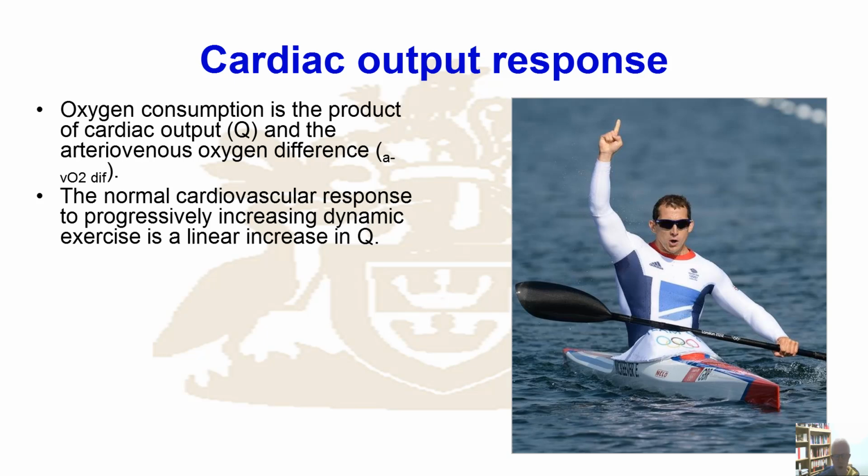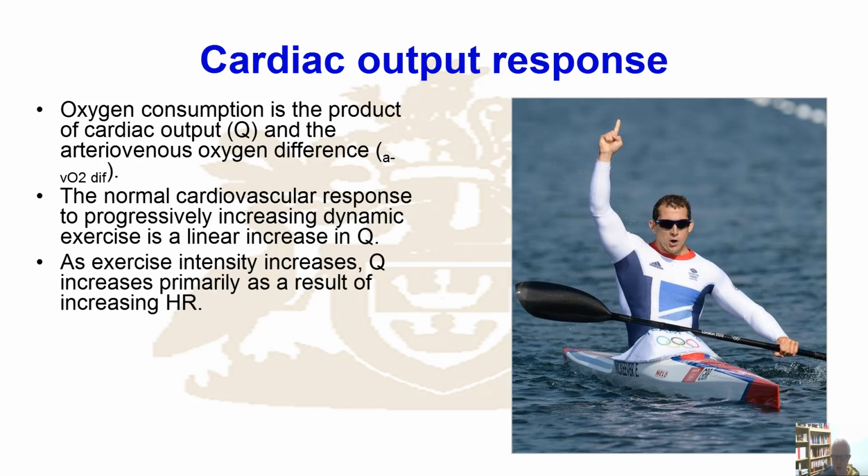So, as the schematic previously showed us, the normal, so this is a healthy population response for cardiac output to increasing exercise intensity, is that linear-like response as we saw. The reason cardiac output goes up is primarily as a result of an ever-increasing heart rate. So remember that there are two variables that drive cardiac output. One is the volume of blood that can be ejected per beat of the heart, stroke volume. The second is the heart rate.